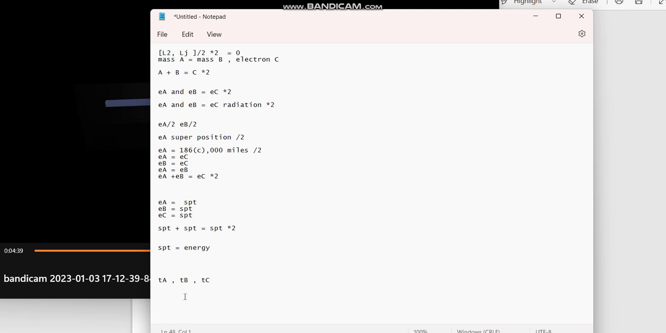So in this case, TA equals TB, and TA equals TB expresses TB already, so that's good enough. And then TA does not equal, which in programming we use an exclamation point for, does not equal TC.